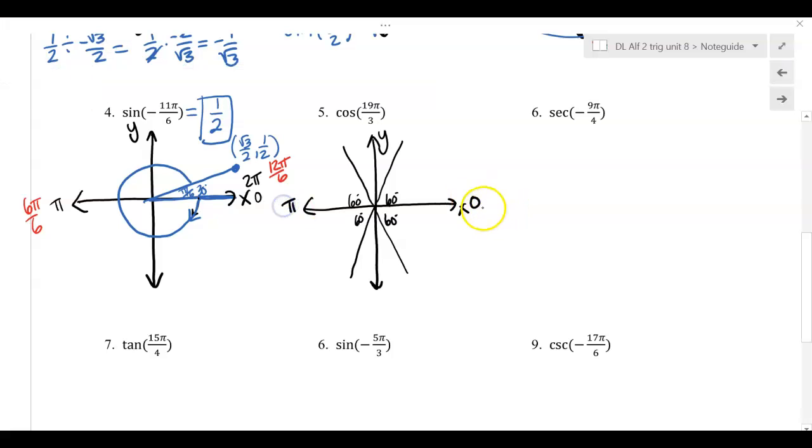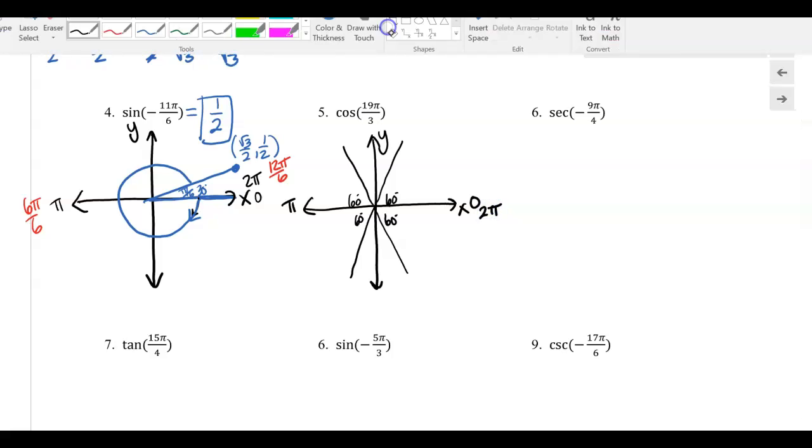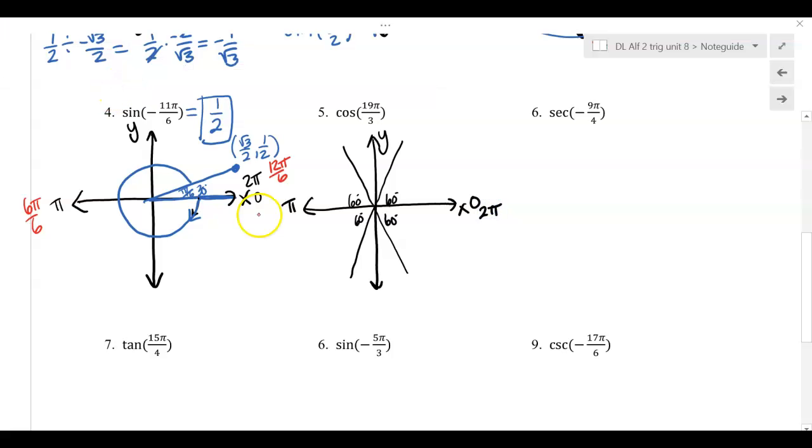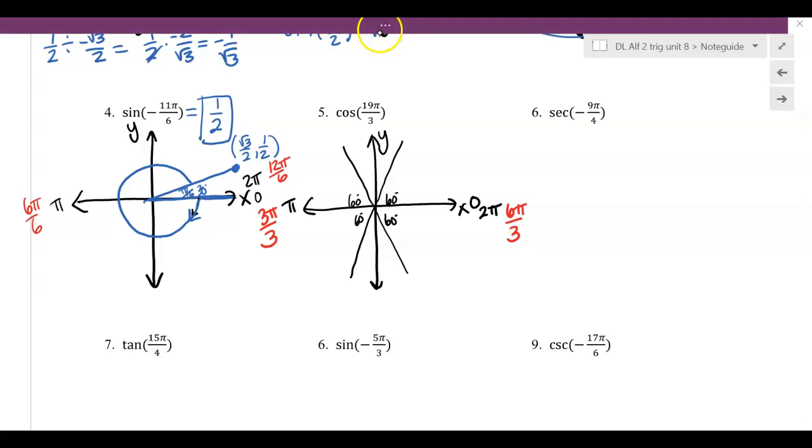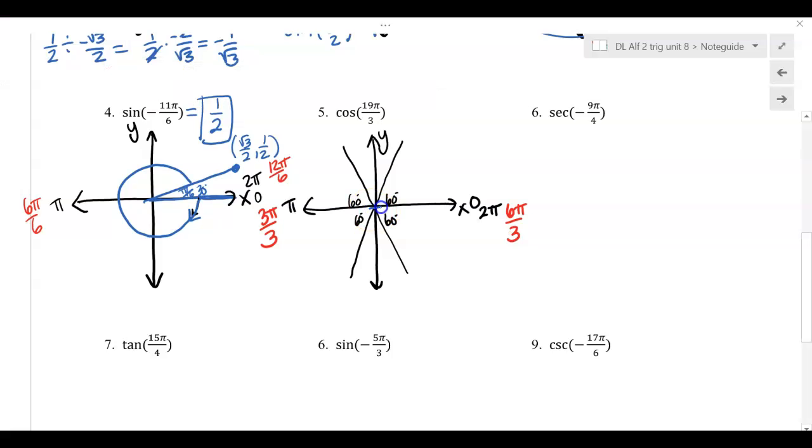So 0, pi, and 2 pi, start with that. And if I think about these in terms of thirds, pi is like 3 pi over 3. 2 pi is like 6 pi over 3. So one whole lap around the circle in the positive direction is 6 pi over 3. That's not even close to 19 pi over 3. So I'm going to go another whole 6 pi over 3. 6 plus 6 is 12. So I've gone 12 pi over 3. I can still go another whole 6. So when I do that, that's 18 pi over 3.